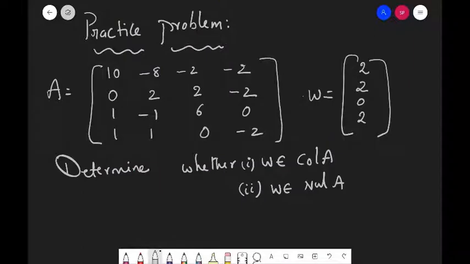Here you have a practice problem. A is given as a matrix with 4 rows and 4 columns, a 4 by 4 matrix, and here W is given with 4 rows and 1 column, so it is a 4 by 1 column matrix. So determine whether this W belongs to column A and, the second part, whether W belongs to null A.